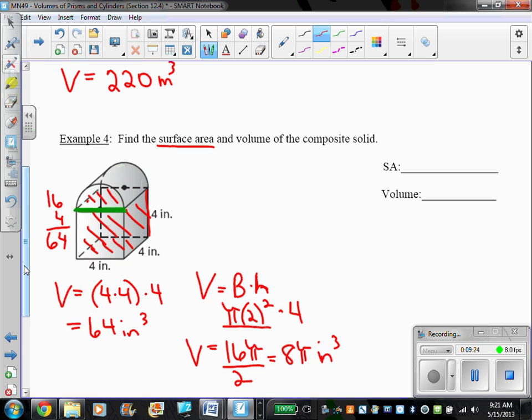And I do want to add those together, so I'm going to grab my calculator. So we have 8 times pi. That gives me approximately 25.1 plus the 64 from the cube is 89.1 inches cubed. So again, the volume of the cube is right there. Volume of half of the cylinder is there, and we're good to go.